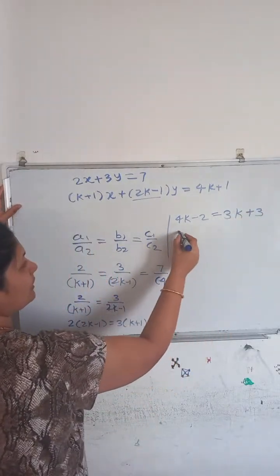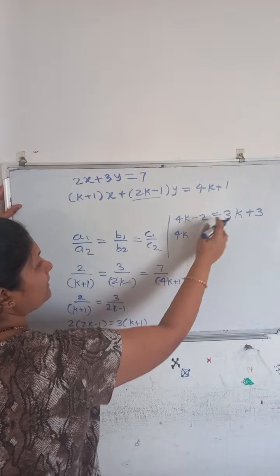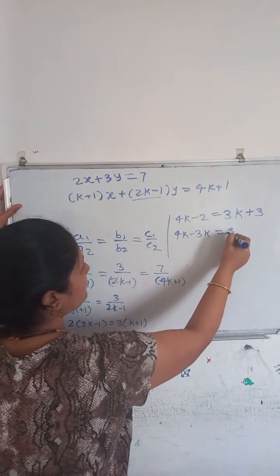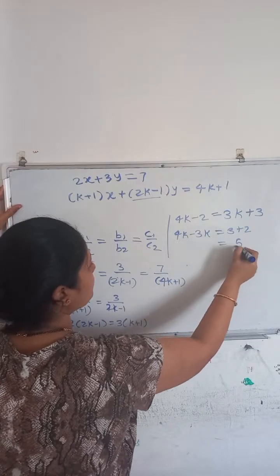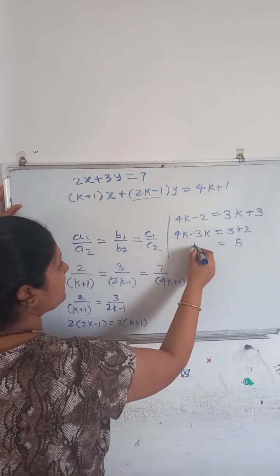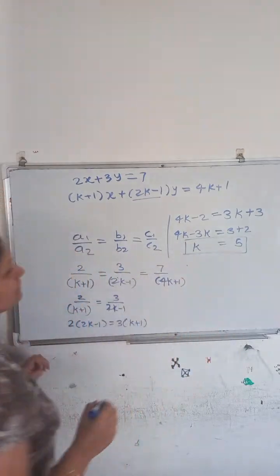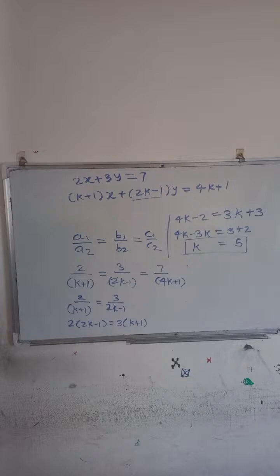Okay, so here 4k and 3k you can transpose to this side, that is minus 3k. 3 plus 2, that is equal to 5, and 4k minus 3k is nothing but 1k. So here the value of k is 5. This is also a 2 mark question.